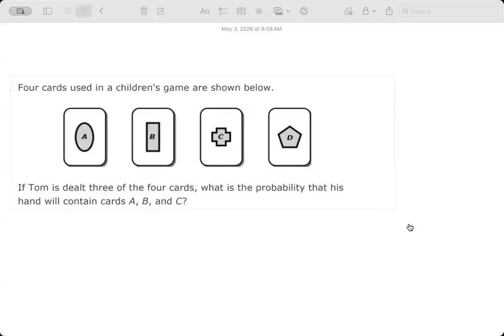What did you guys get for that one? It's okay to go wrong. I just want to know where we are. That's it.